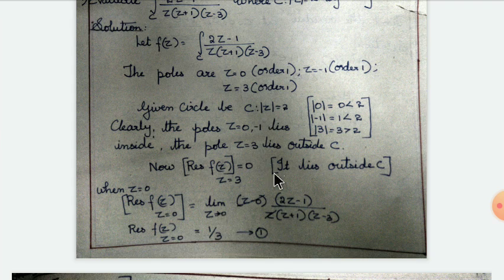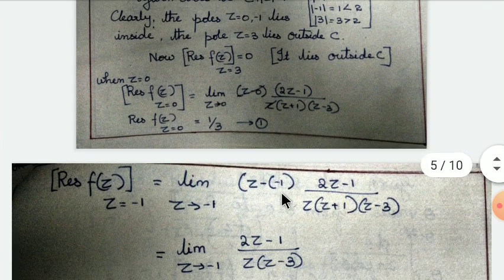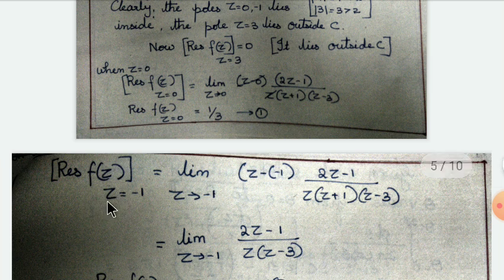Now what about the pole z equal to minus 1? Let us see. Residue of f of z at z equal to minus 1 is the limit z tends to minus 1 of (z minus of minus 1) into f of z. So the corresponding term gets cancelled, right? The remaining is (2z minus 1) by z into (z minus 3).